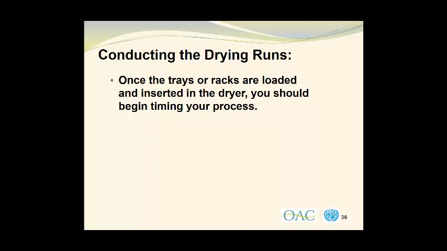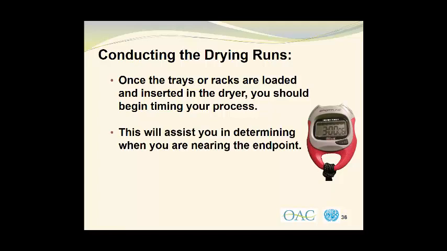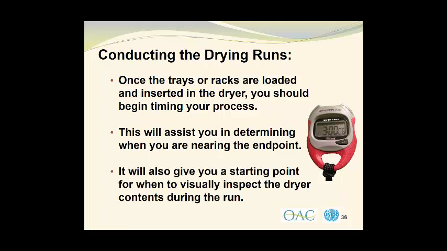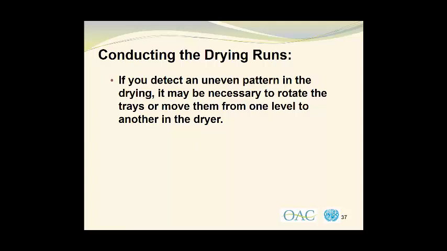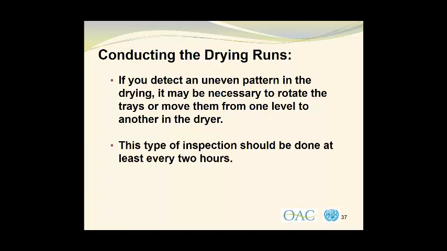Once the trays or racks are loaded and inserted into the dryer, you should begin timing your process. This will assist you in determining when you are nearing the end point. It will also give you a starting point for when to visually inspect the dryer contents during the run. If you detect an uneven pattern in the drying, it may be necessary to rotate the trays or move them from one level in the dryer to another. This type of inspection should be done at least every 2 hours.